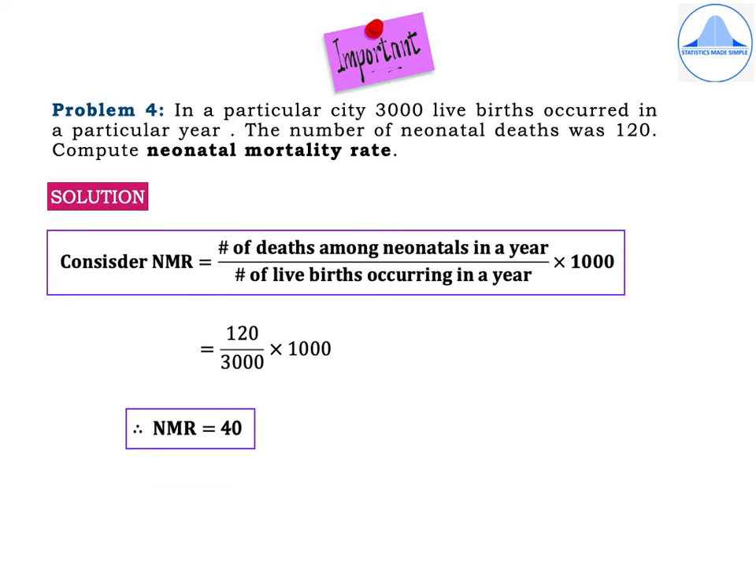Problem 4. In a particular city, 3,000 live births occurred in a particular year. The number of neonatal deaths was 120. Compute neonatal mortality rate. Solution. Write the formula for NMR, which is equal to number of deaths among neonatals in a year divided by number of live births occurring in a year into 1000, which is equal to 120 divided by 3000 into 1000. Therefore, NMR is equal to 40. Recollect that a neonatal is a child under 28 days of age.